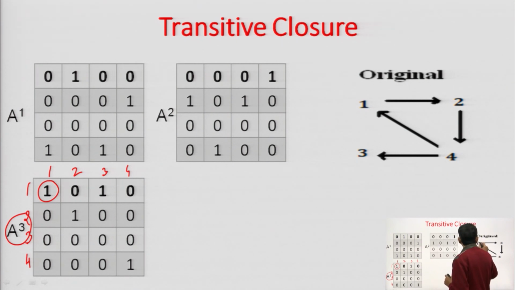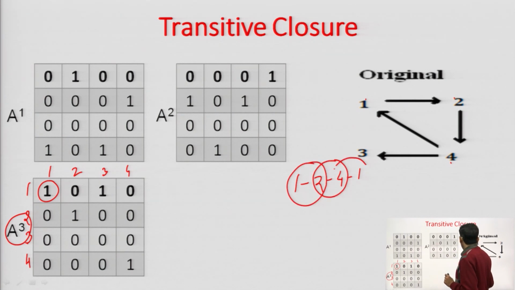So let's verify whether there is a path of length 3 between 1 and 1. So 1 to 2, 2 to 4 and 4 to 1. There are 3 edges involved in between. So the 1 2 edge, then the 2 4 edge and the 4 1 edge. So the total path length is 3.